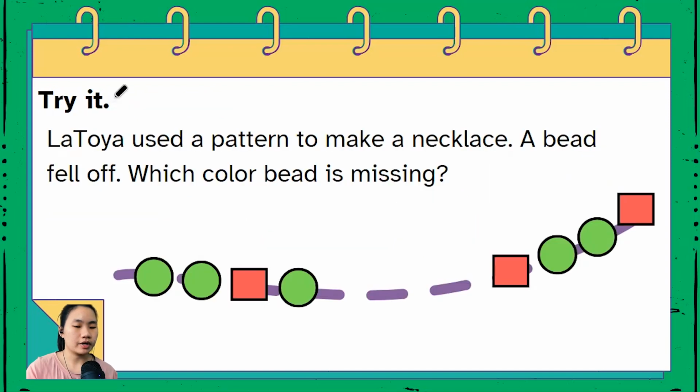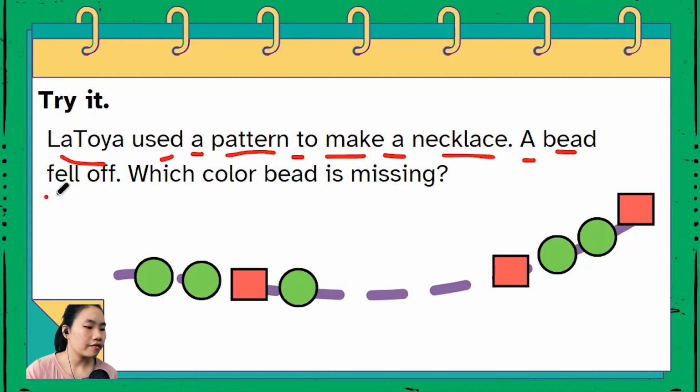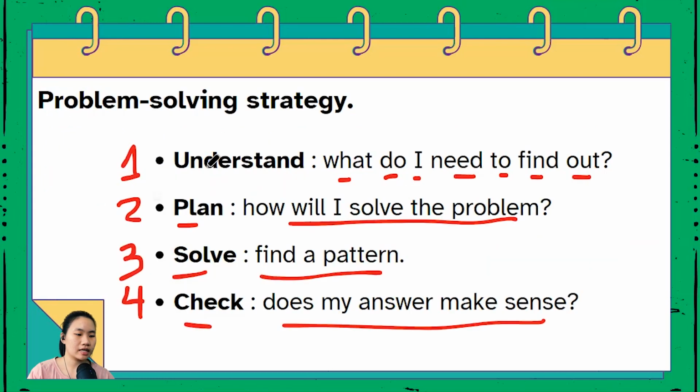Let's have a little bit of practice with what we've learned so far. Latoya used a pattern to make a necklace. A bead fell off. Which color bead is missing? Let's check once again what's the problem-solving strategy. Number 1 is to understand. What do I need to find out?